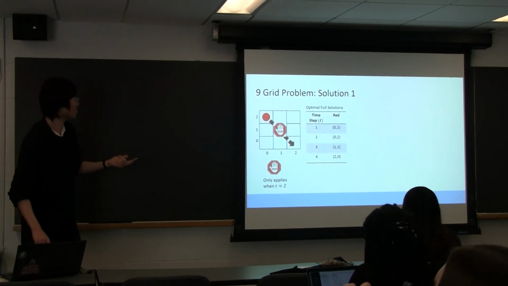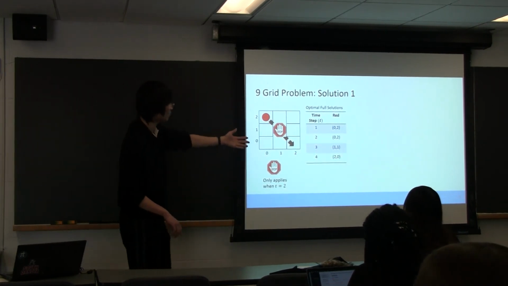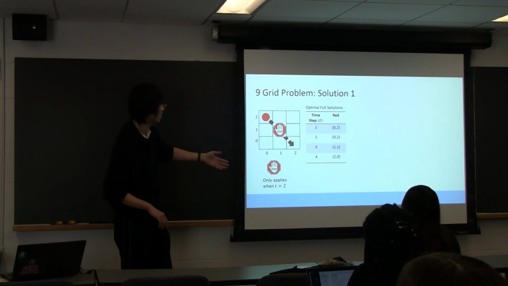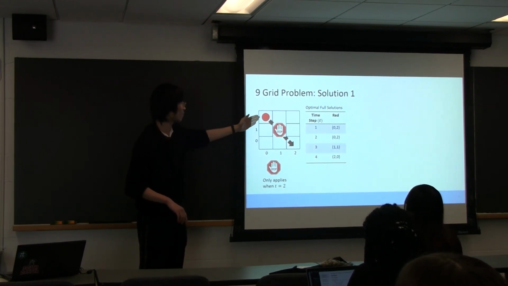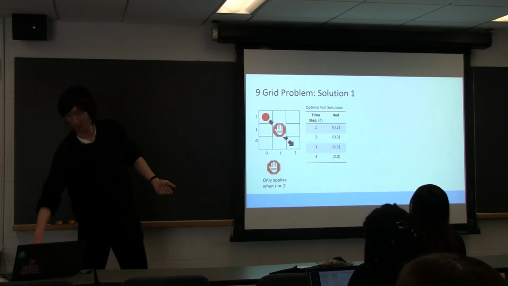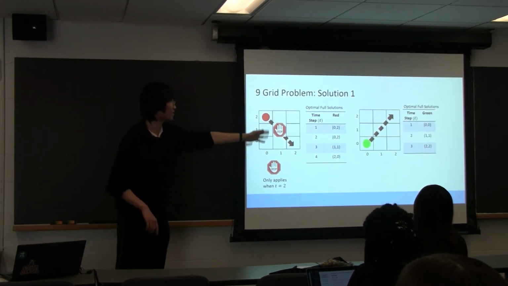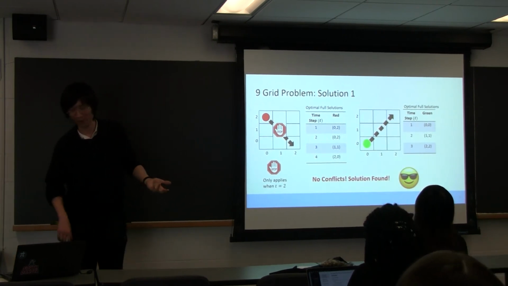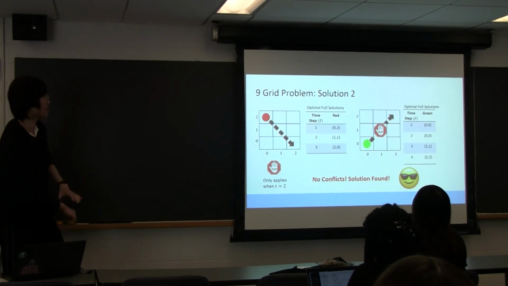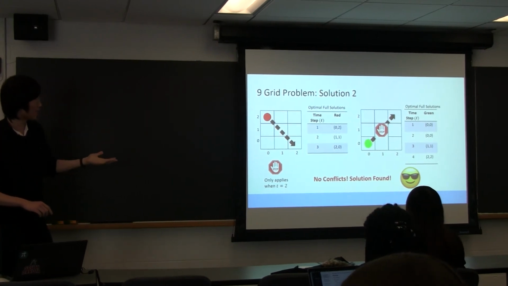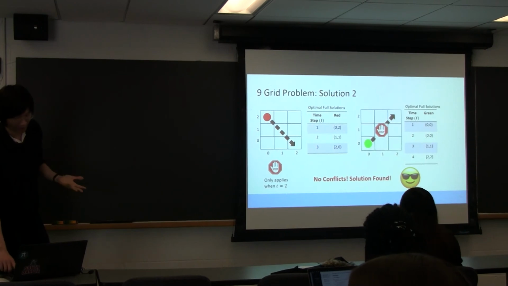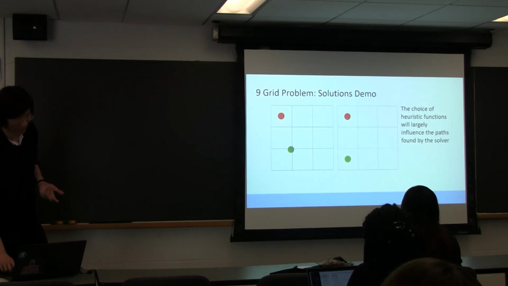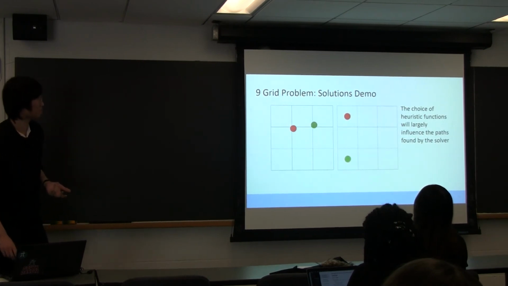So if we solve this problem again, we can see that this solution really depends on the heuristic functions you define. But here is just a basic example. The red agent decides to stay here for one time step and go straight, and the green agent just moves directly to its destination, and there are no conflicts here. So we found a solution. And similarly, when the red agent is allowed to move freely, we found there's no conflict as well if you solve in a similar way. So this is a basic demo of what happens.